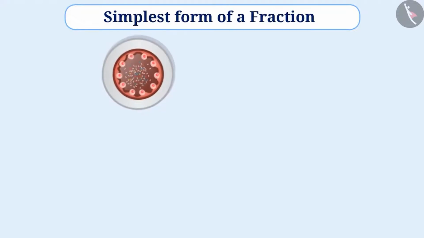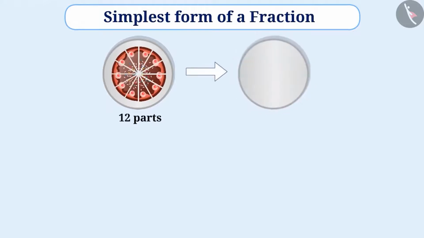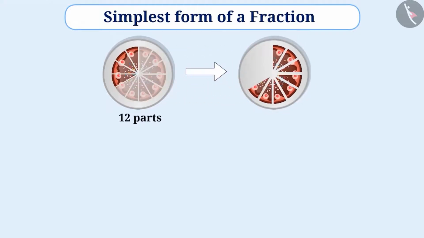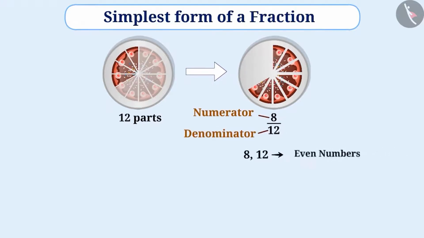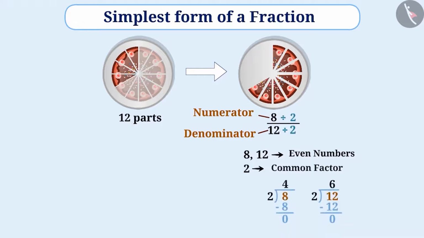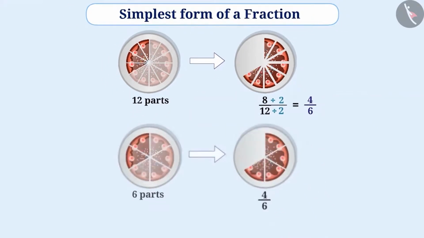Suppose there is a cake and we have to divide it into 12 equal parts. If we take out 8 parts from it, then the fraction represented by the parts taken is written as 8 by 12. Here, the numerator is 8 and the denominator is 12. Since both numbers are even, therefore, 2 is the common factor of these two numbers. If we divide 8 and 12 by 2, then we will get the equivalent fraction of 8 by 12 as 4 by 6, which can be represented like this.